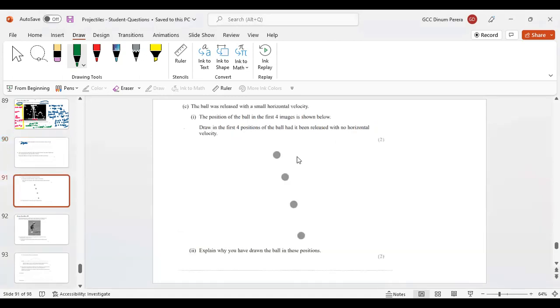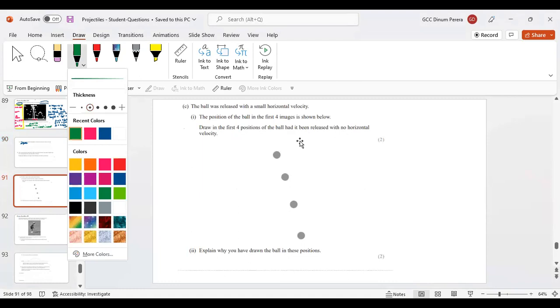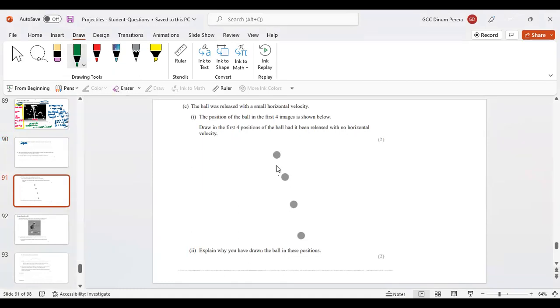The ball released with small horizontal velocity. The position of the ball in the first 4 images is shown below. Draw the first 4 positions of the ball had it been released with no horizontal velocity. If it has been released with no horizontal velocity, it should fall directly vertically downwards, and it should be at the same height as the ball which was projected with a small horizontal velocity.